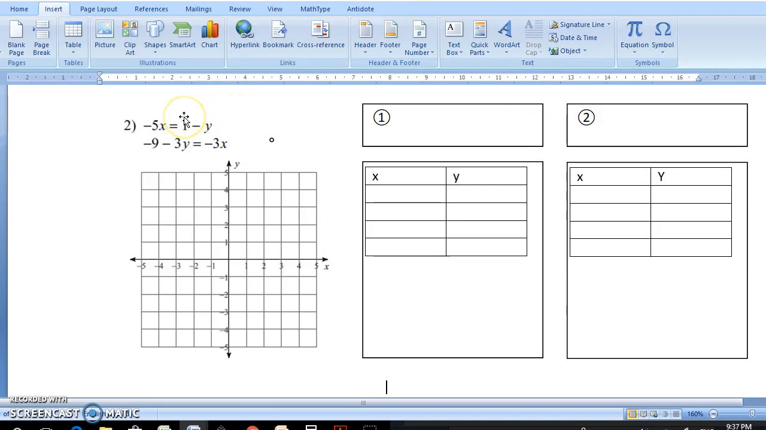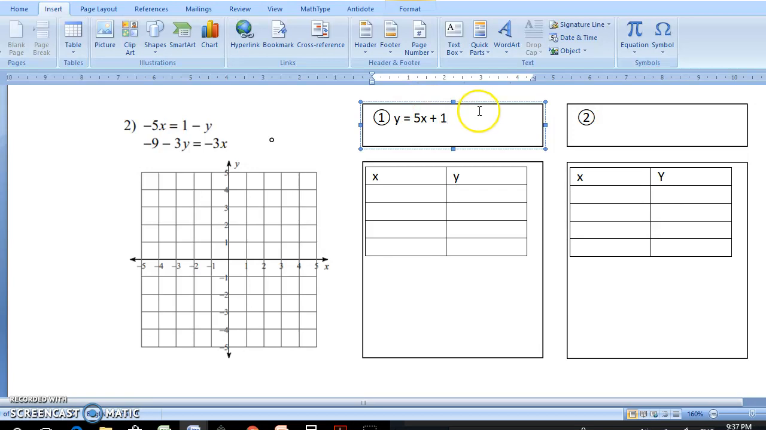And we're going to write each one in slope-intercept form. That means isolating the y. So I'll bring the y to one side by itself. I'll get y equals positive 5x plus 1. And if you're not sure how I did that, I added y to both sides. So I put the y over here, it became positive. And I added 5x to both sides.